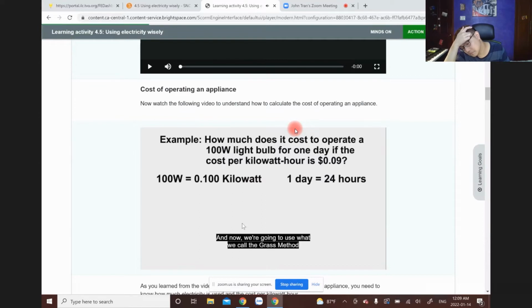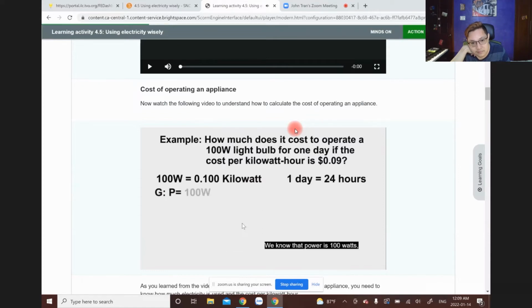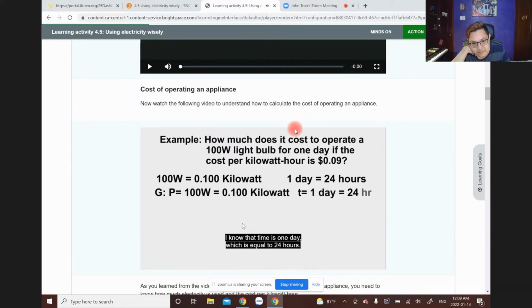Now I think I have everything in the units that I want. And now we're going to use what we call the GRASS method for problem solving. So let's get started. G stands for given. What do we already know? We know that power is 100 watts, and now that we've converted it to kilowatts, it's 0.1 kilowatt. I know that time is 1 day, which is equal to 24 hours, and I also know that the unit cost is equal to 9 cents per kilowatt hour.